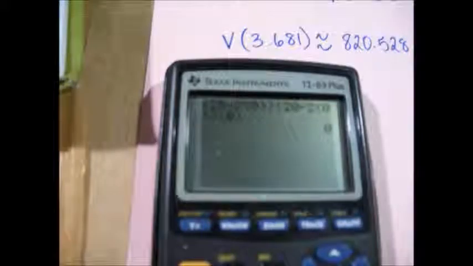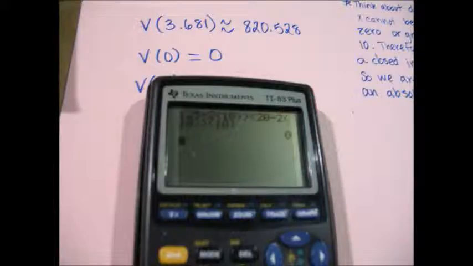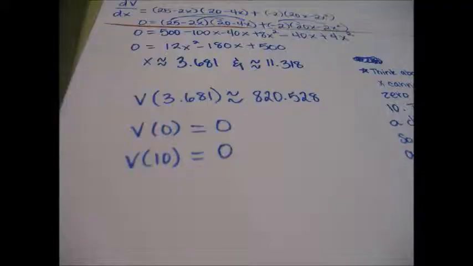When I plug in 0, I get 0, which makes sense, because if the side length of the squares is 0, then I didn't cut anything out, and I have nothing to fold up to make a box. And then 10, if I plug that in, I get 0, which again, not a surprise, because if I cut 10-inch squares out of each corner, I won't have anything left as far as width is concerned.